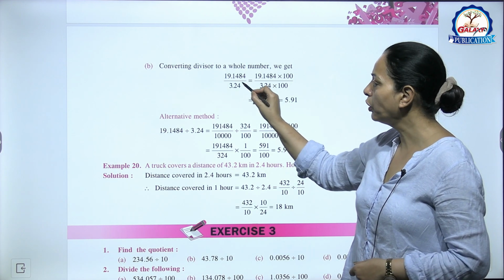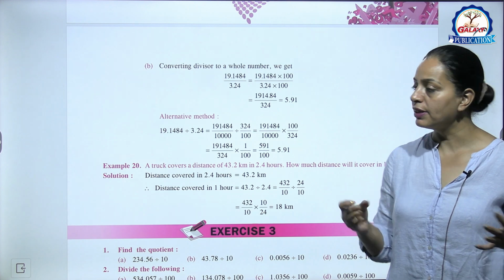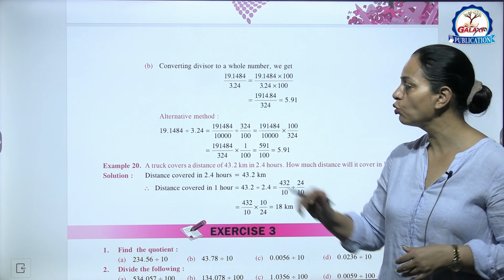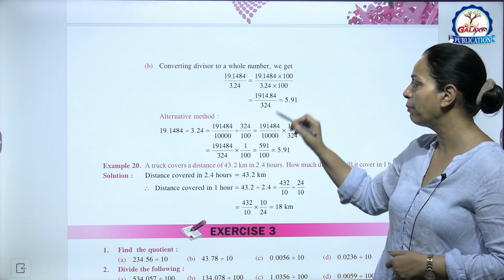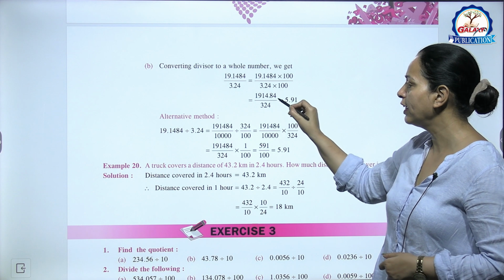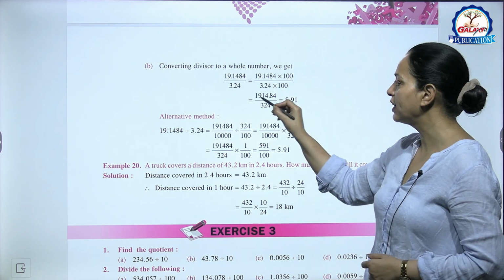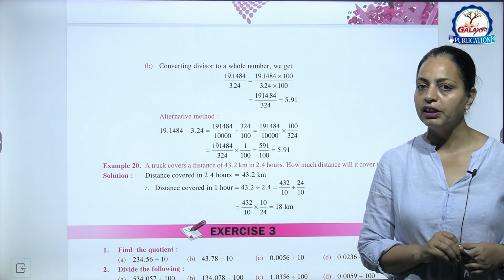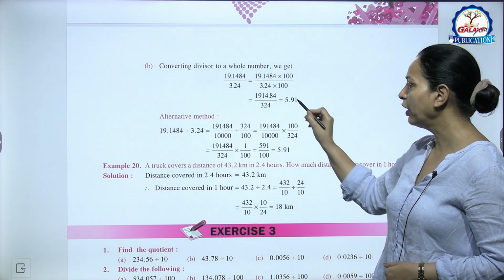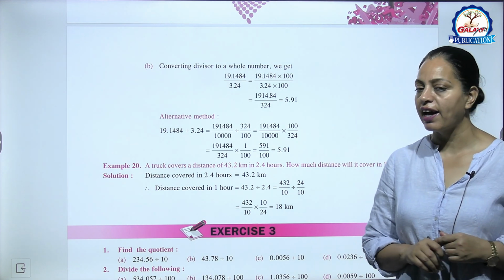Answer is 2. So now first write 19.1484 divided by 3.24. Now 3.24, we have to remove the decimal point. So what to do? Multiply by 100. So what are we getting? In the numerator we are getting this number divided by 324. Now we will divide. We are getting 5.91.